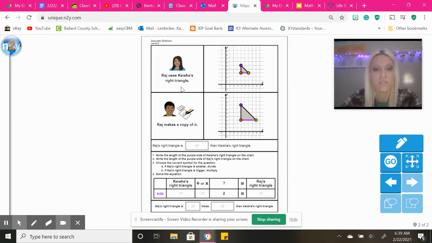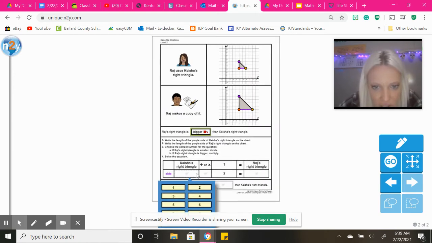So we have Rashad uses Keisha's right triangle. This is a right triangle, guys, because look, it makes that little square right there for the triangle, okay? It makes a 90-degree angle. Rashad makes a copy of it. So here was Keisha's, here's Rashad's. It looks a little bigger. Rashad's right triangle is bigger than Keisha's right triangle. Write the length of the purple side on Keisha's right triangle on the chart. So Keisha's right triangle, the purple side, it measures 1, 2.